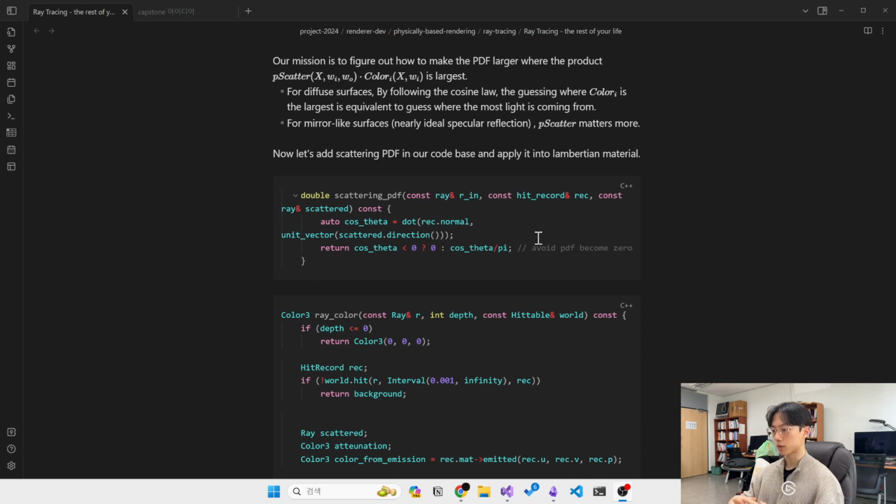On the other hand, for a mirror-like surface, like ideal specular reflection, in this case the p scatter matters more, because the scattering direction is nearly one. In specular reflection, when we shoot a ray at the surface, it only goes out in exactly one outgoing direction when the surface is really ideal.